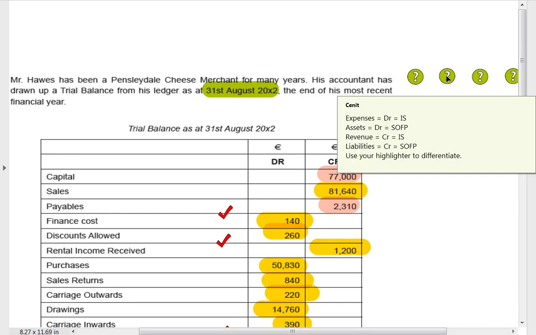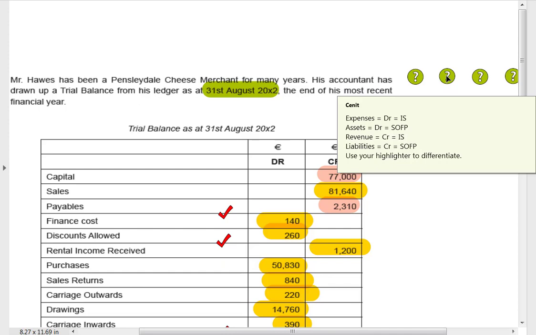Second thing, now we're going to go into the trial balance itself, and you need to remember, I expect expenses to be on the debit side and assets to be on the debit side. I expect revenues and liabilities to be on the credit side. So you should use your highlighter to differentiate. So expenses and revenues are going to go into the income statement, and assets and liabilities are going to go into the statement of financial position. And we're saying that we're expecting that everything on the debit side will either be an expense or an asset, and everything on the credit side we expect to be a revenue or a liability.